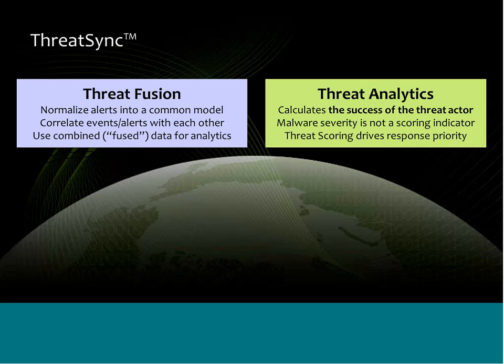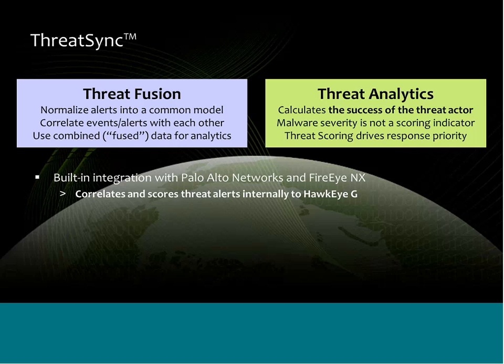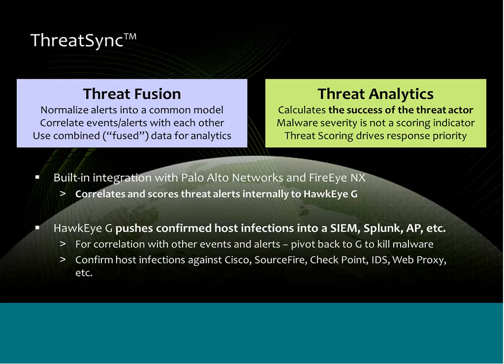So it's not about the severity of the malware, it's about what the external threat actor is doing on your endpoint in your network. So we have built-in integration with Palo Alto and FireEye, so we can bring those alerts directly into HawkEye G through our ThreatSync model and do direct correlation and actions from there. But we also push our confirmed host infections via syslog into your SIEM or Splunk, or if you use our HawkEye AP product. So if you have SourceFire or Cisco or Checkpoint or IDS logs, we can push HawkEye G host confirmed infections into that platform, and you can then correlate with your other network events, which you see there, and pivot back to HawkEye G to kill malware.